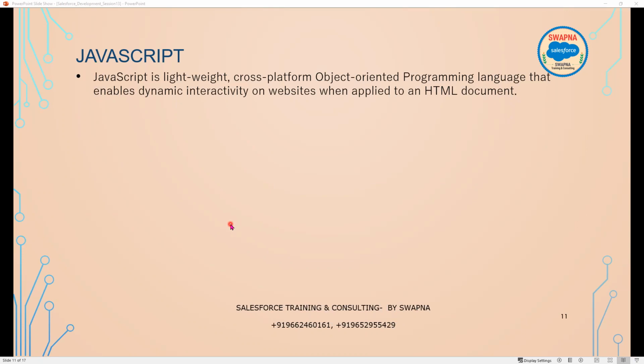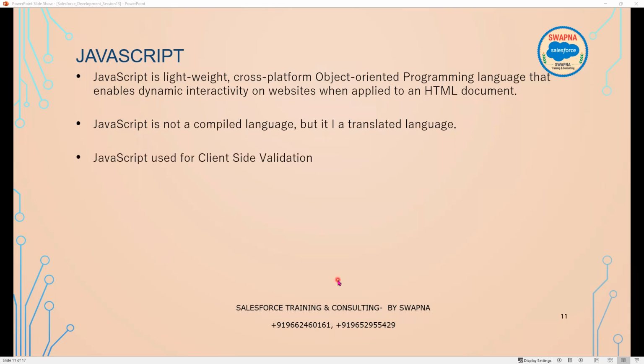And JavaScript is a translated language. That means it can be translated to any other language. We can write the JavaScript within the Visualforce page, and we will see how it is getting converted when we execute it in the website. JavaScripts are used in the client-side validations.